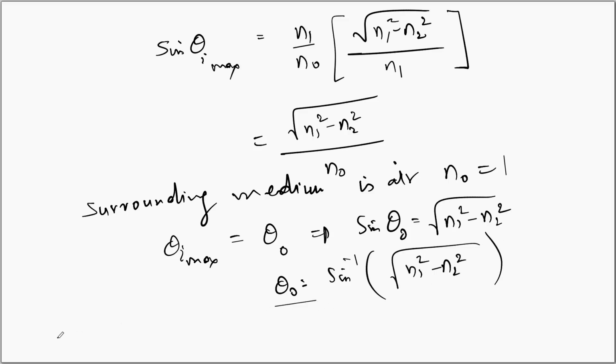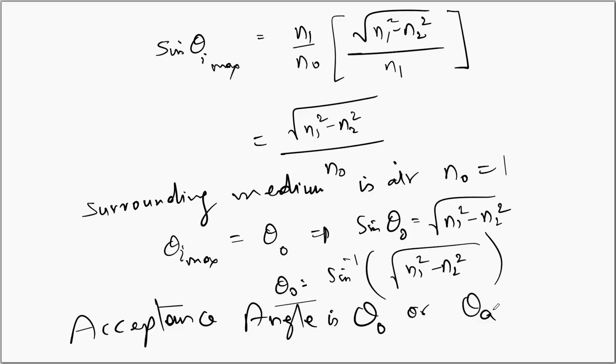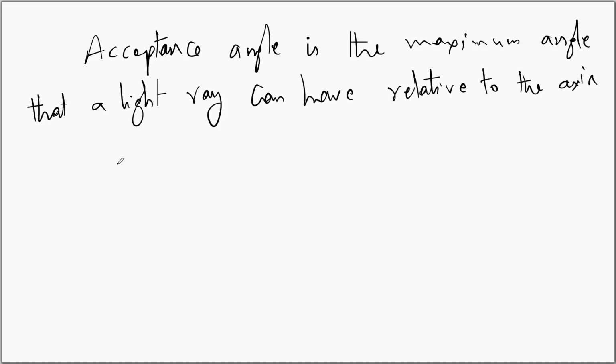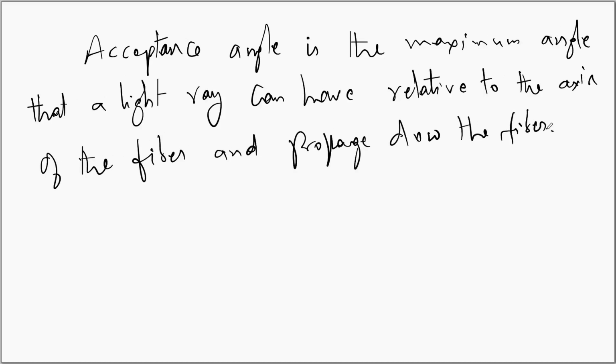Here, theta 0 is often called the acceptance angle, or often it is written as theta A. The acceptance angle is defined as the maximum angle that a light ray can have relative to the axis of the fiber and propagate down the fiber. In this discussion, we are assuming that the incident ray is touching the axis of the optical fiber. Greater the acceptance angle, more and more light can enter into the optical fiber.